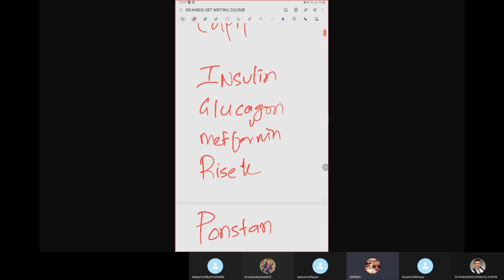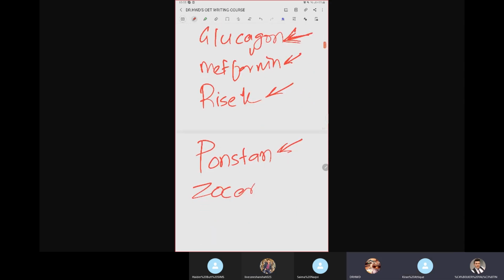Which of these are generic and which are brand names? Insulin is a generic name. Metformin is also generic. Ryzek, I think it's brand. This one is also brand name, and so is this one.